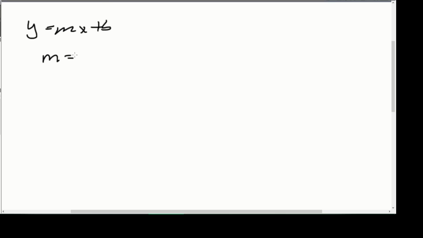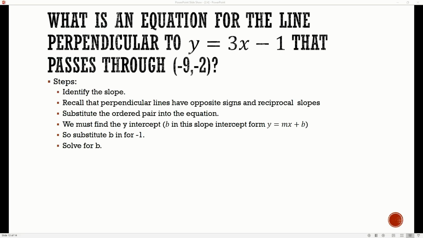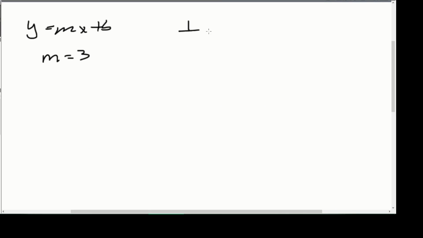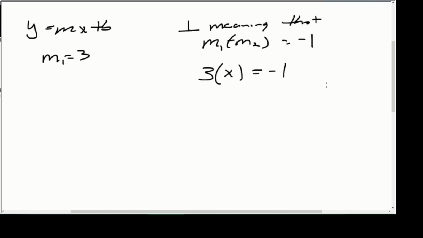I know that my m is 3. I know that my y-intercept right now doesn't matter, so I'm not going to worry about it. I'm looking for perpendicular lines, meaning that m1 times m2, let's call this m1 since we know it's 3, is equal to -1. So I have to find a number that when I multiply it by 3, I get -1. I can do this, and I get x = -1/3. So now I know that my second line needs to have a slope of -1/3.